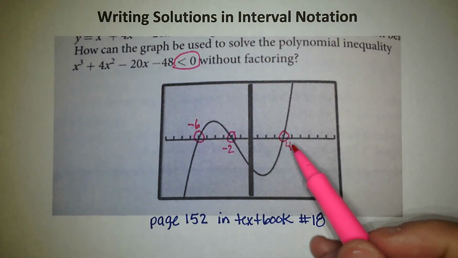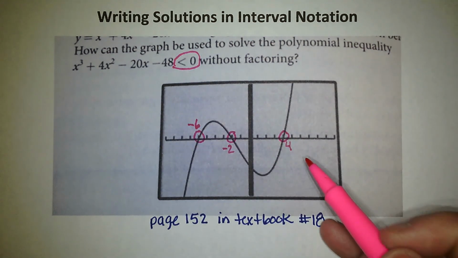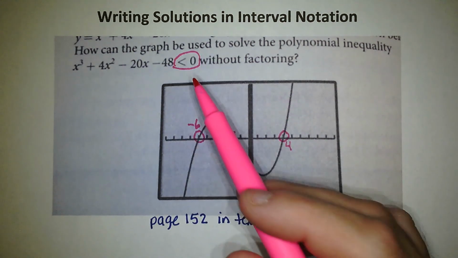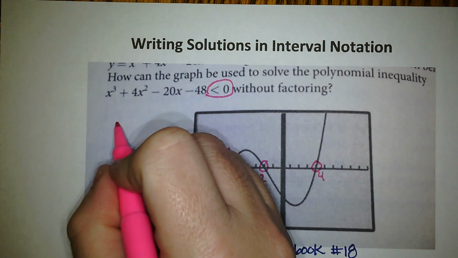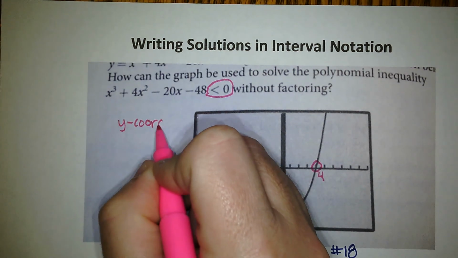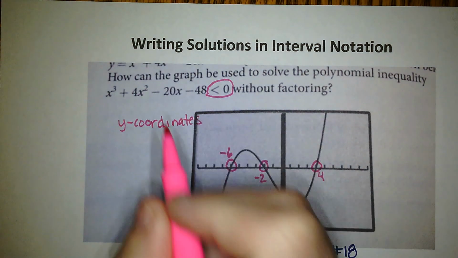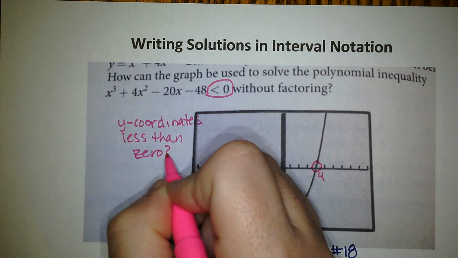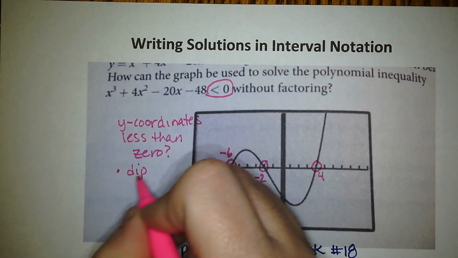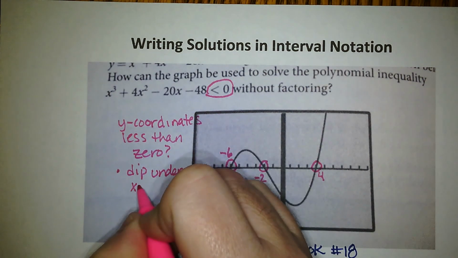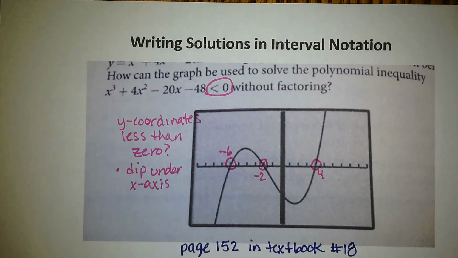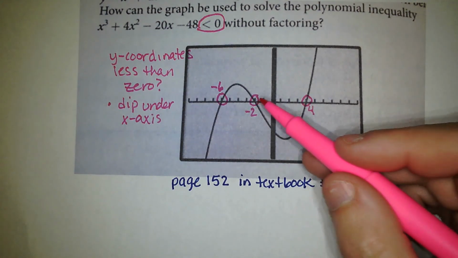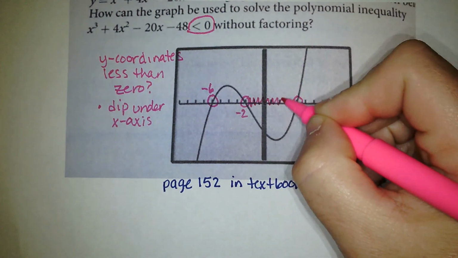So what we're going to do is use these three values for our solutions, for our zeros, and combined with the fact that this is a less than 0, means that we're looking for y coordinates that are less than 0. Where are the y coordinates less than 0? So that's going to dip under the x-axis. So where does that occur? What values of x does that occur at? So right away, I see dipping under the x-axis is going to occur between -2 and +4.